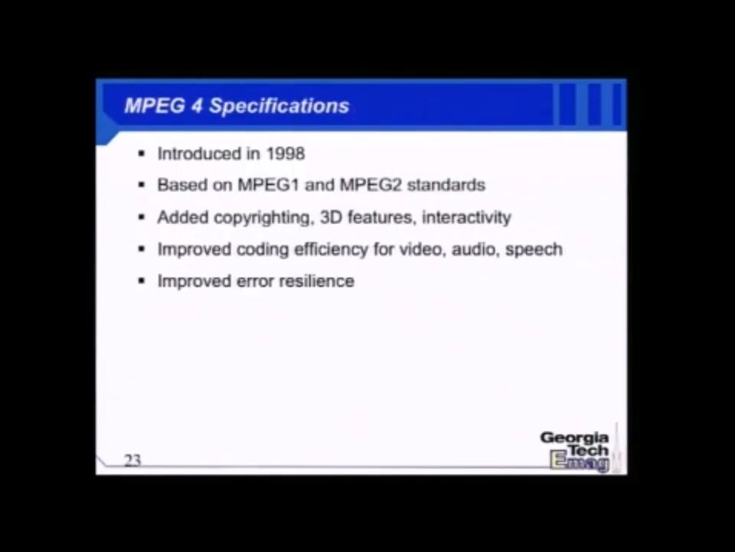This is in 1998. And this added all these bells and whistles like copyrighting, 3D features, interactivity, some things that you'd use for DVDs especially, and improved coding efficiency for video, audio, and speech, and extra error detection and correction abilities. It's interesting that the digital broadcasts originally, in digital satellite TV, were MPEG-2, and I think almost everybody has migrated over to MPEG-4 now as the primary scheme.